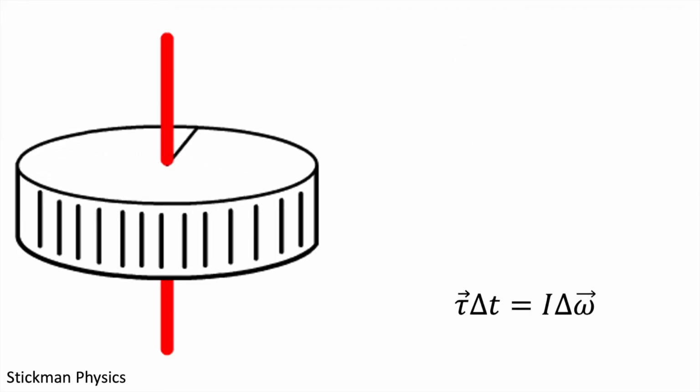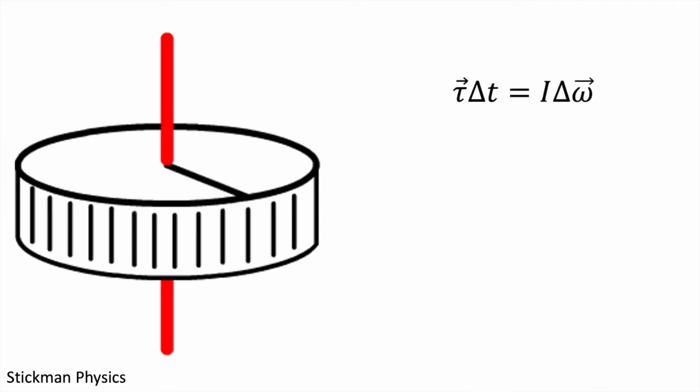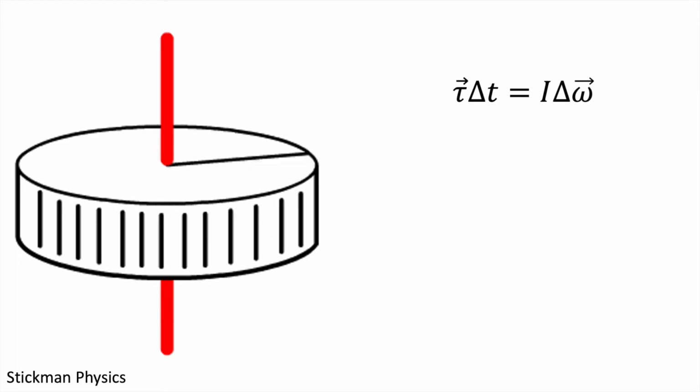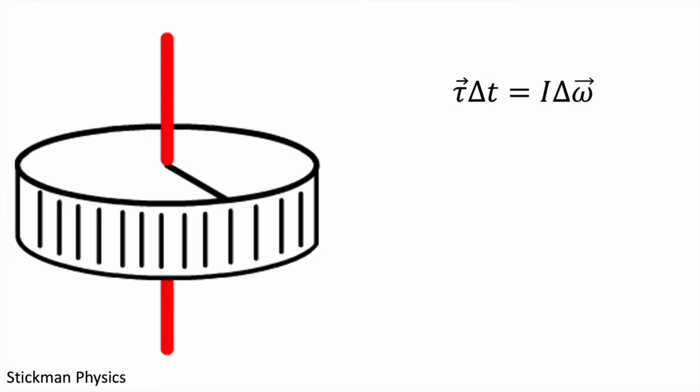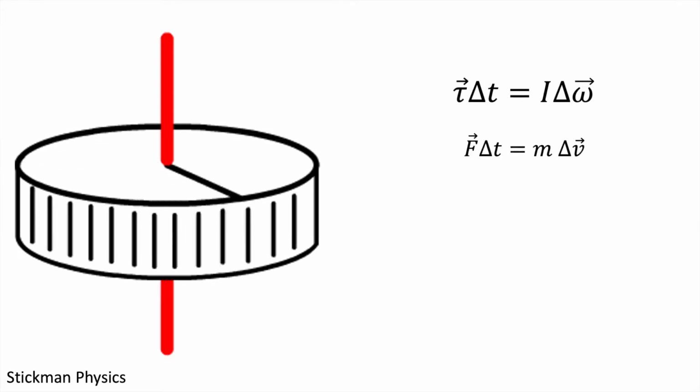We can compare this equation with the analog expression for the equivalent linear quantities. We know that the torque and the moment of inertia are the rotational equivalents to the force and mass, respectively, and that the linear equivalent to the angular velocity is the linear velocity. With this, we get this similar equation.